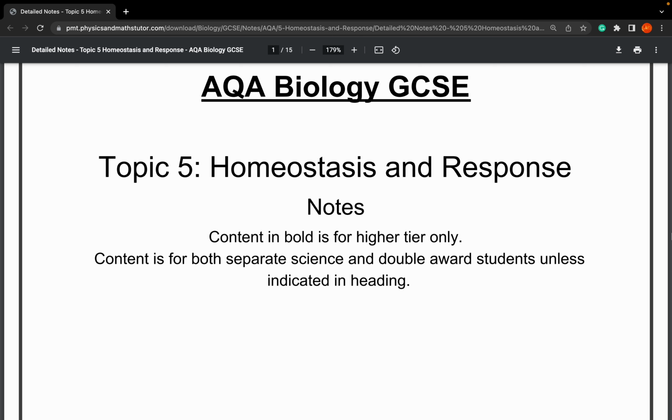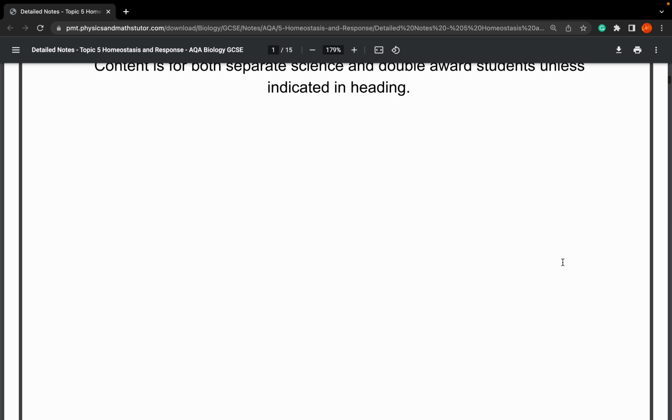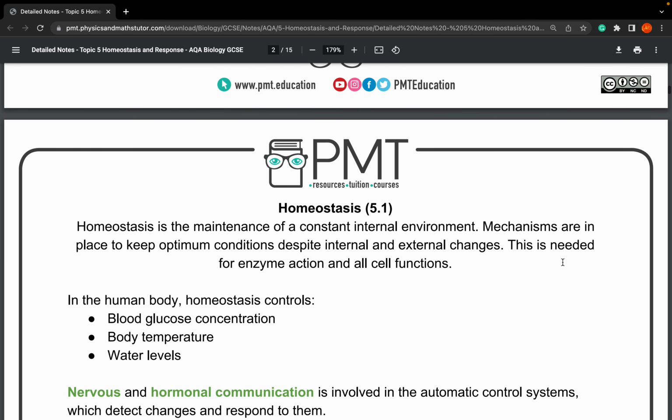Okay, so today we are going to discuss a biology topic for GCSE. It is known as homeostasis and response. These notes we are discussing are from PMT Education.